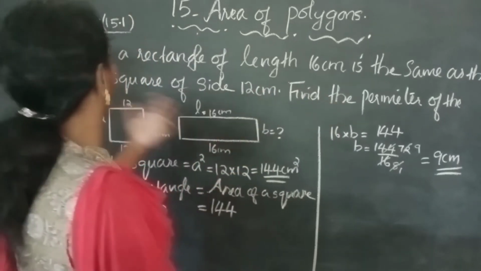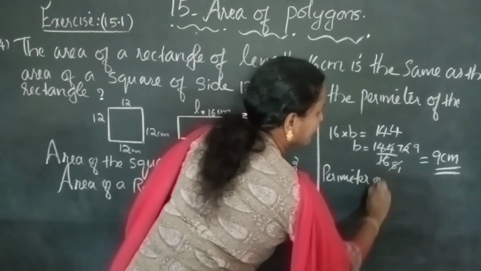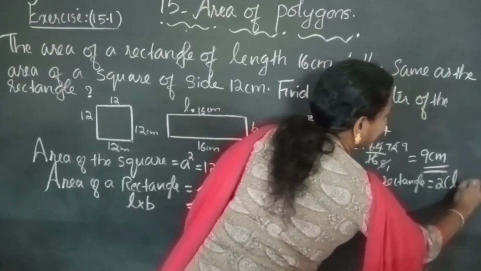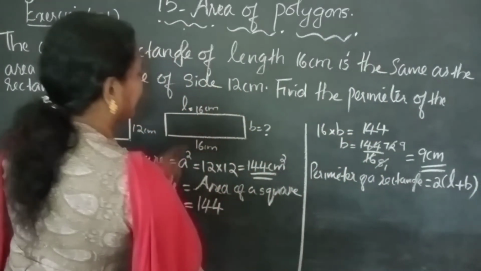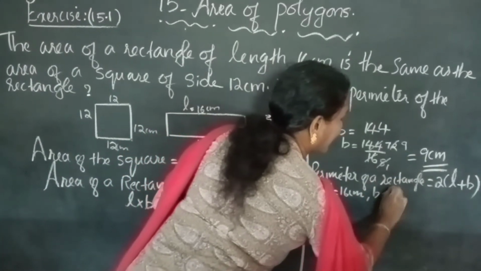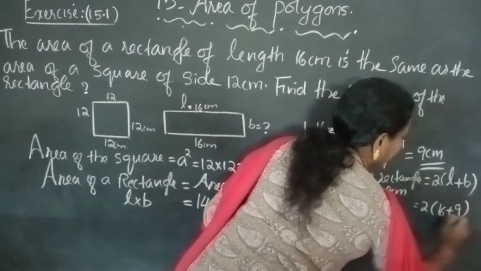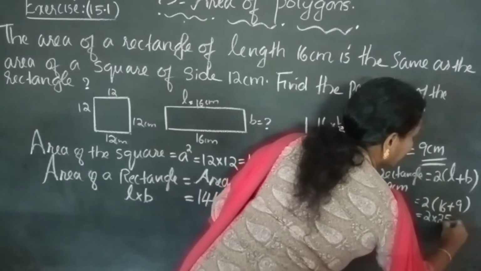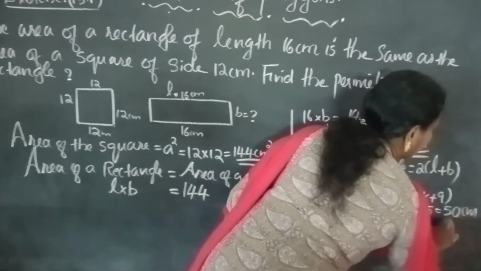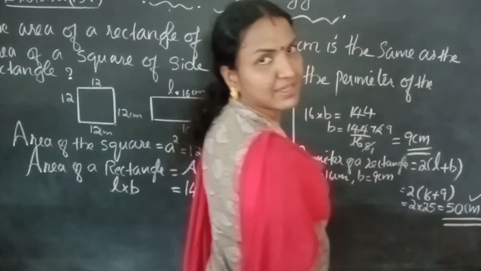Then find the perimeter of a rectangle. Perimeter of a rectangle is equal to 2 into length plus breadth. Here L is equal to 16 and B is equal to 9. So 2 into 16 plus 9, 2 into 25 is equal to 50. So the perimeter of the rectangle is 50 centimeter.